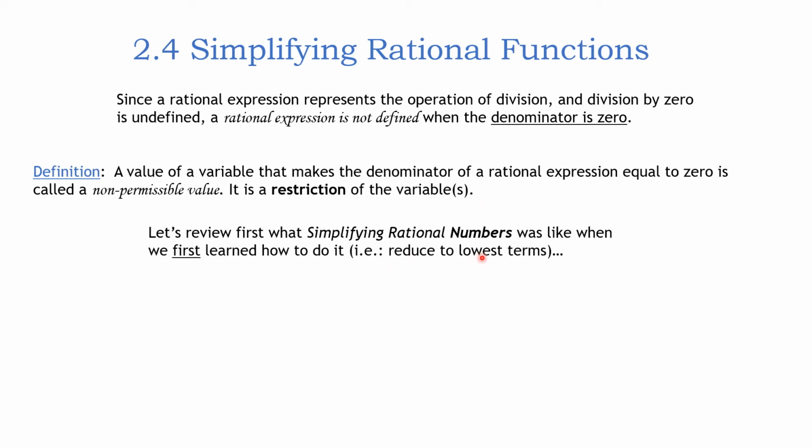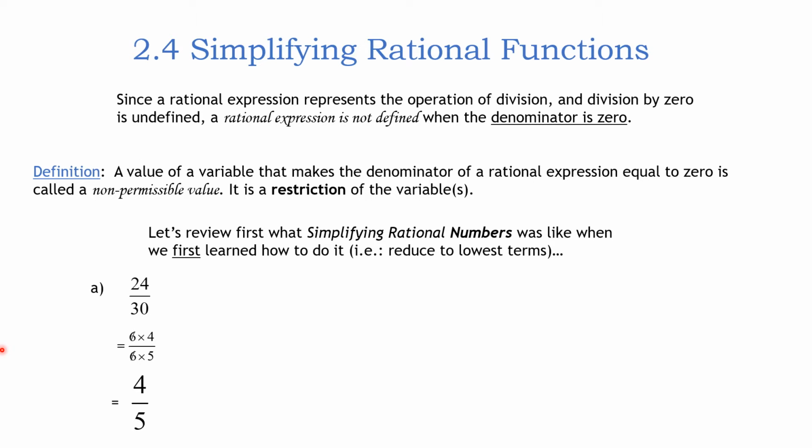Let's review first what simplifying rational numbers was like when we first learned how to do it. 24 over 40. Do you remember how you learned to reduce that? What you would have done was first written it out as factors, the factors of 24 over the factors of 40. We want to write down factors that they have in common, something that we could divide both by. So if I write 24 is 6 times 4 and 40 is 6 times 5, and then I cancel out the 6's, I end up with 4 over 5, which is my answer.